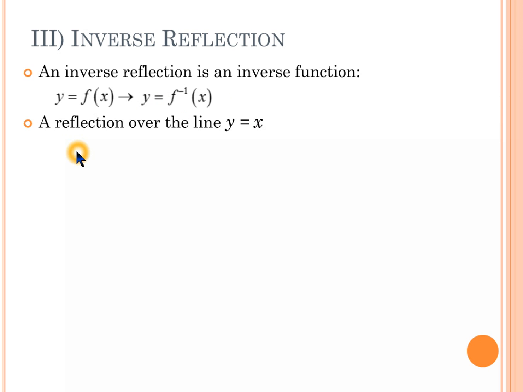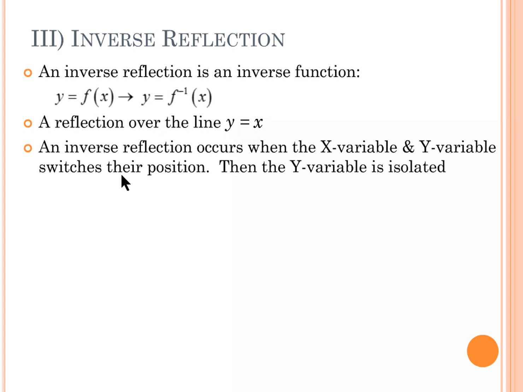So an inverse reflection is simply a reflection over the line y equals x. And an inverse reflection happens when the x variable and y variable switch their positions. Then you isolate the y variable. So here's y equals f of x. If I interchange y and x, I should get something like this: x equals f of y. This means that we're undergoing an inverse situation here.